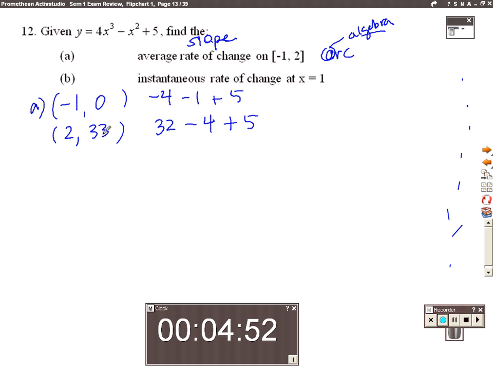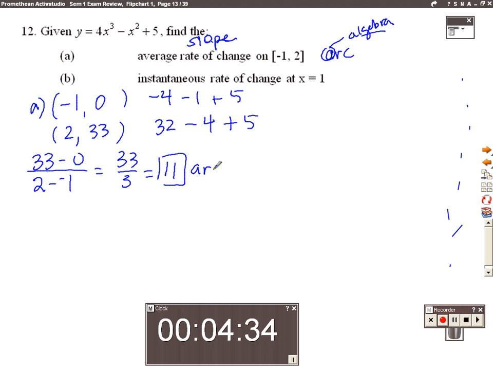So again, hopefully my arithmetic is correct, and now I'm just going to simply find slope, change in y, 33 minus 0, over change in x, which would be 2 minus negative 1. That would be 33 over 3, which is 11, and so the average rate of change is 11.